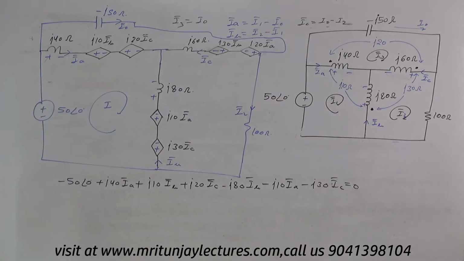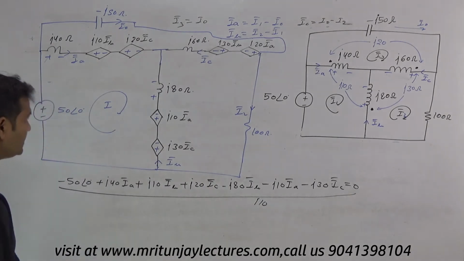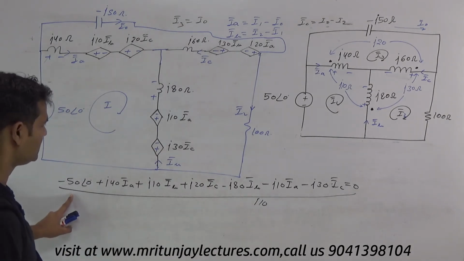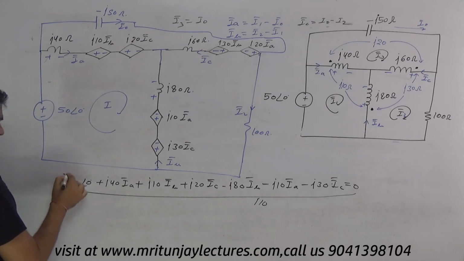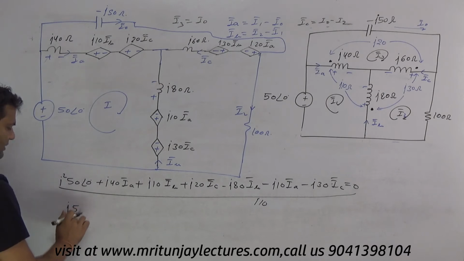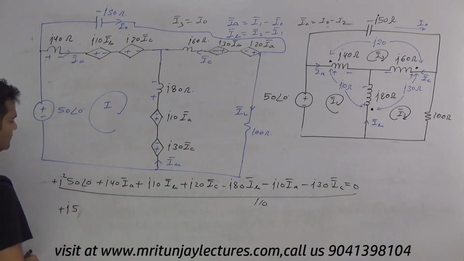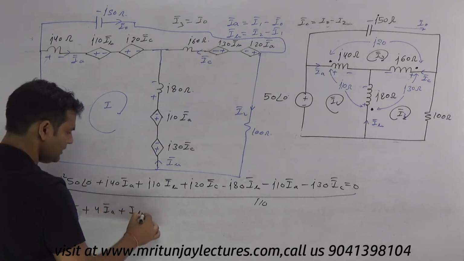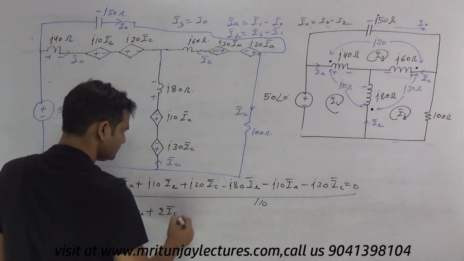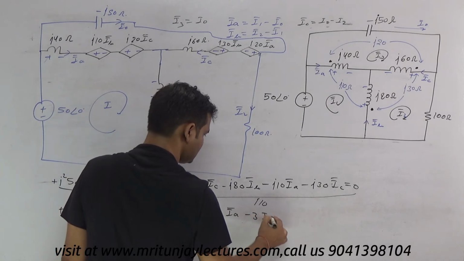Okay, if divided by 10j, then we get, first of all, clear, then it is written as, this one is also written as j square, so 5j plus 5j plus 4IA plus IB plus 2IC minus 8IB minus IA minus 3IC. This will be equal to 0.